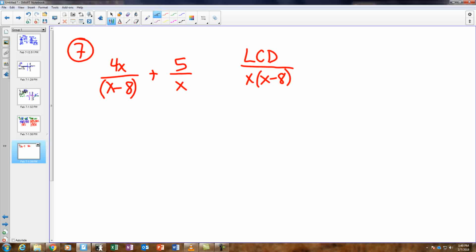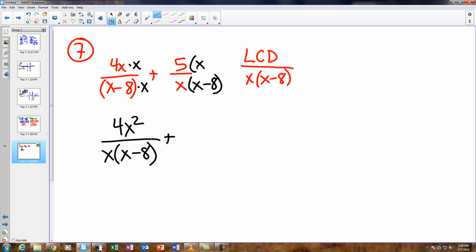Now, in order to make both of them have the same fraction, or the same denominator, I'm going to have to times this side by x, making it 4x squared over x times x minus 8, plus, over here I'm missing the x minus 8. So I'm going to have, if I distribute, 5x minus 40 over x times x minus 8.